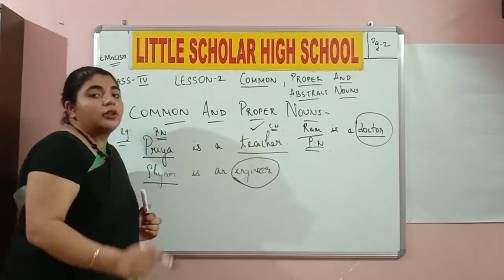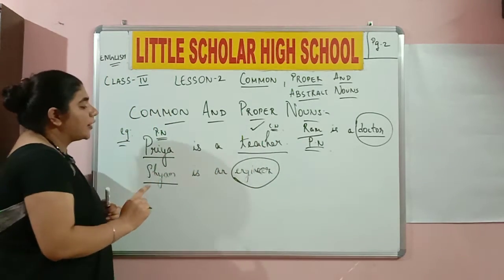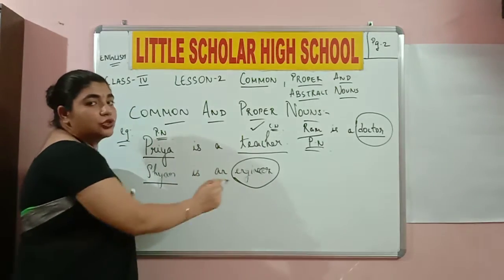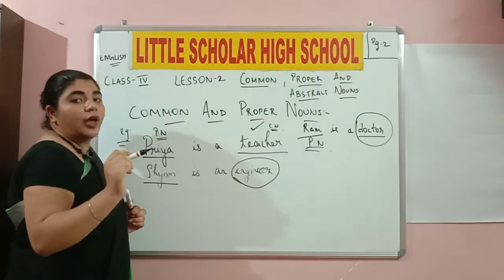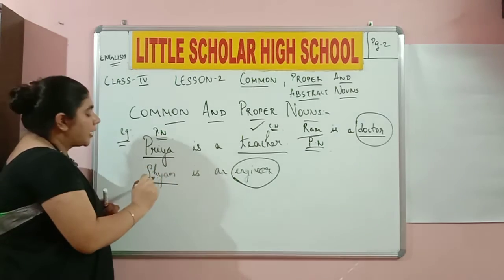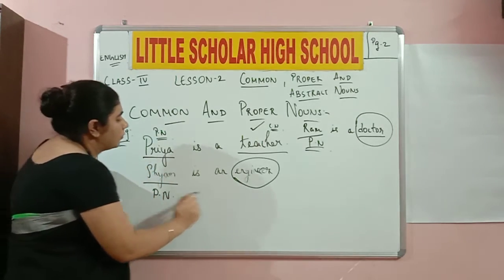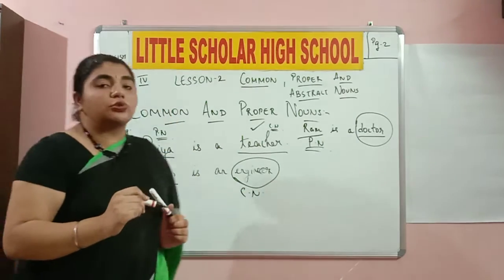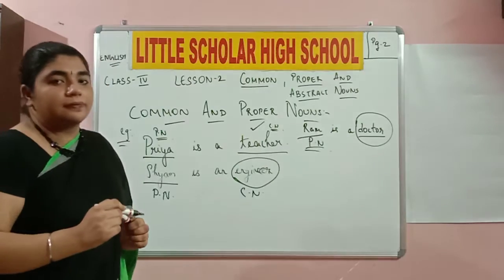Okay with everyone? The last and the final example that we have discussed in this sentence over here, Sham is an engineer. Engineer is nothing but a common noun. Okay, Sham is the name of the engineer. So that is why it is the proper noun. Hope you people are clear with this. Now further we will do the exercises on page number 3.